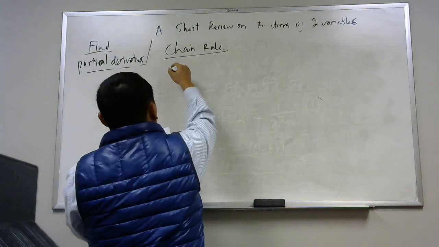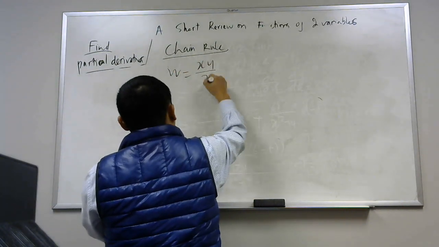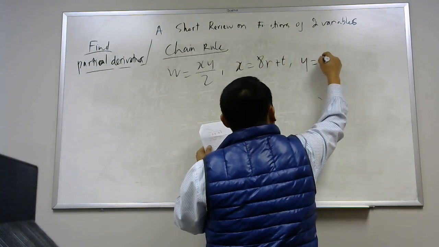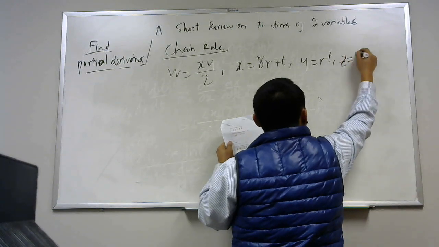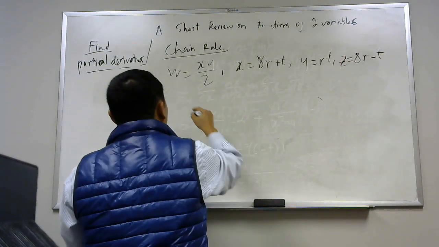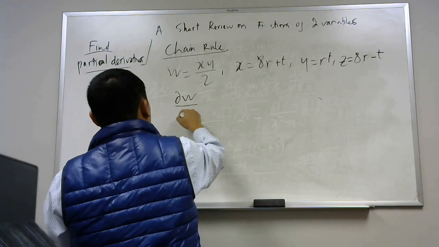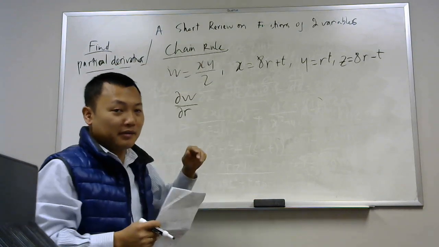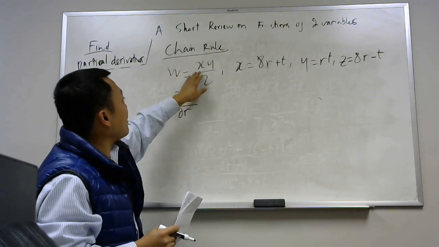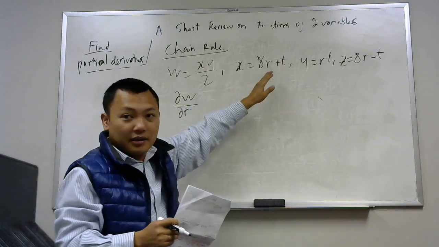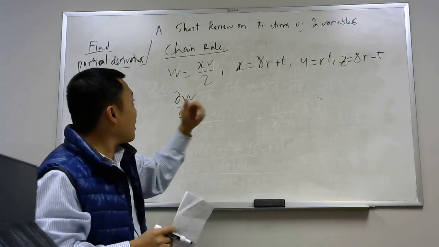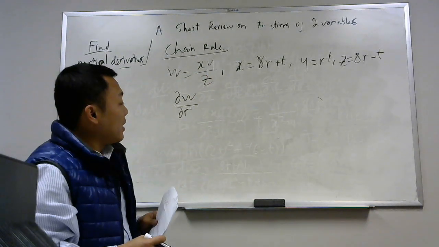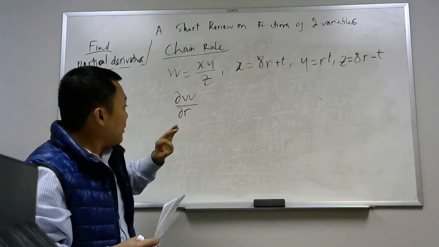Next question. You have w equal to xy over 2, and then x equal to ar plus t, y equal to rt, and z equal to ar minus t. They ask us to find the partial derivative with respect to r. So now you see the difference between this problem and the previous one is that here x, y, and z are functions of two variables, and this function w is a function of three variables.